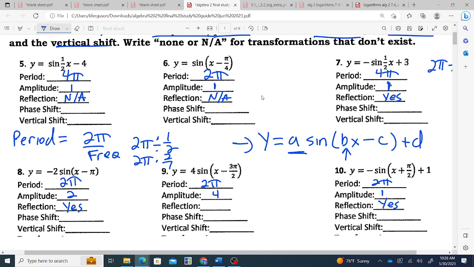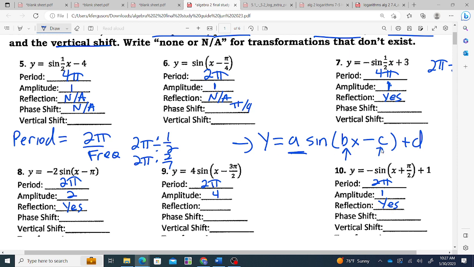Anyway, we got phase shift and we got vertical shift. Phase shift. All right, phase shift comes from C. So you should have parentheses and then something after your X. So like right here for number 5, there is no phase shift because there's no parentheses. But then number 6, there's parentheses. So my phase shift is pi over 4.